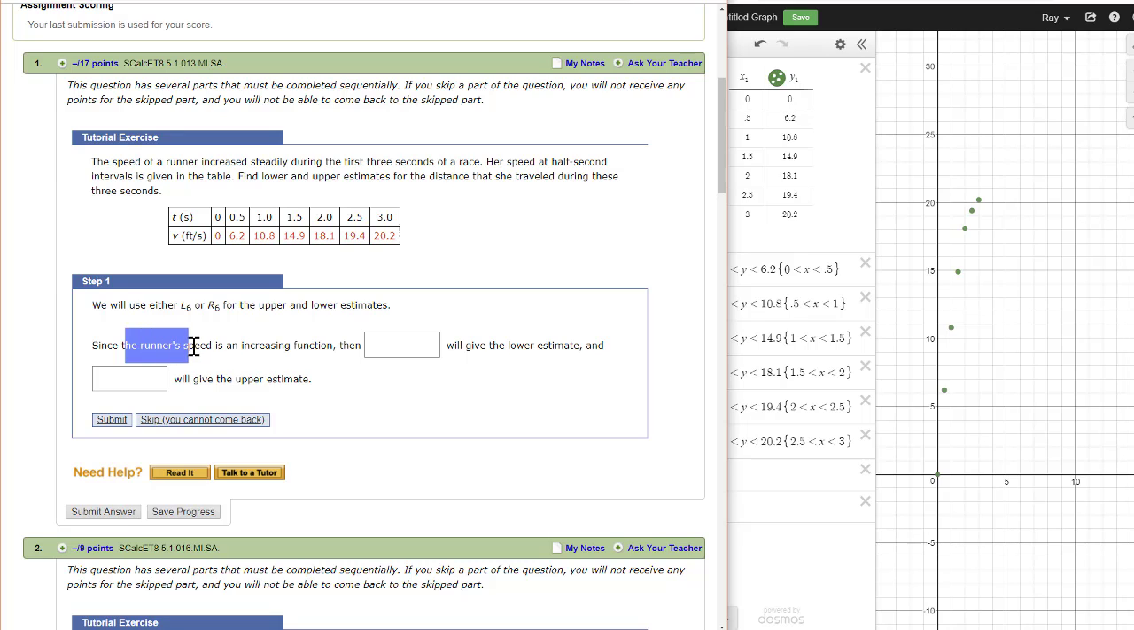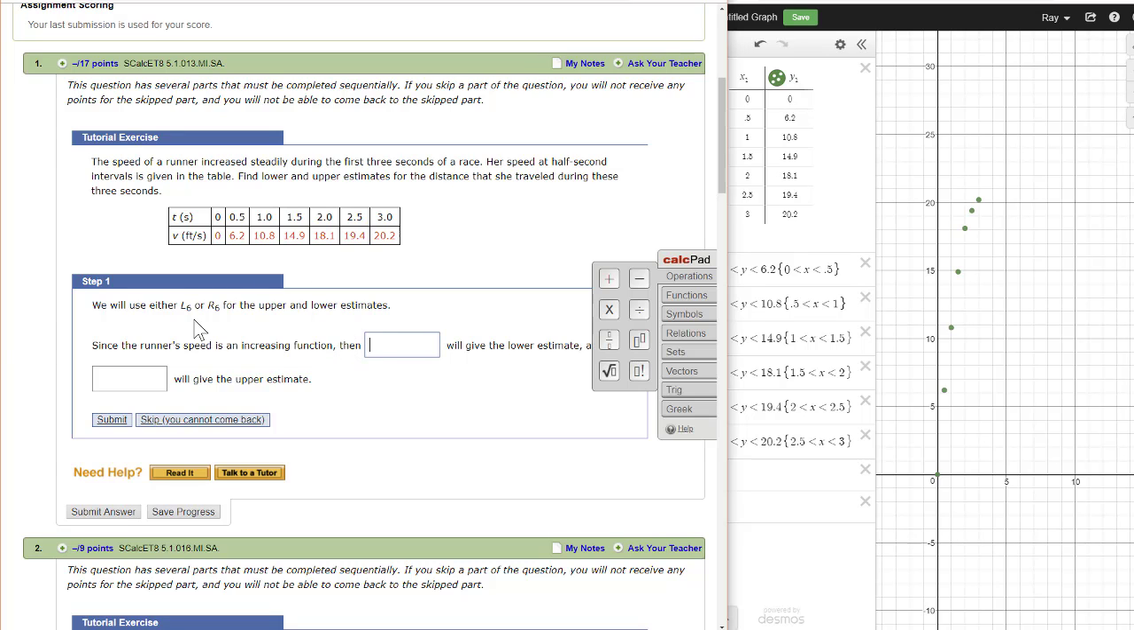So we can see that the runner's speed is increasing steadily. Well, steadily. It's 0, 6, 10, 14, 18, etc. Then one of these expressions, the L6 or R6, will be the lower estimate, and the other expression will give us the upper estimate.